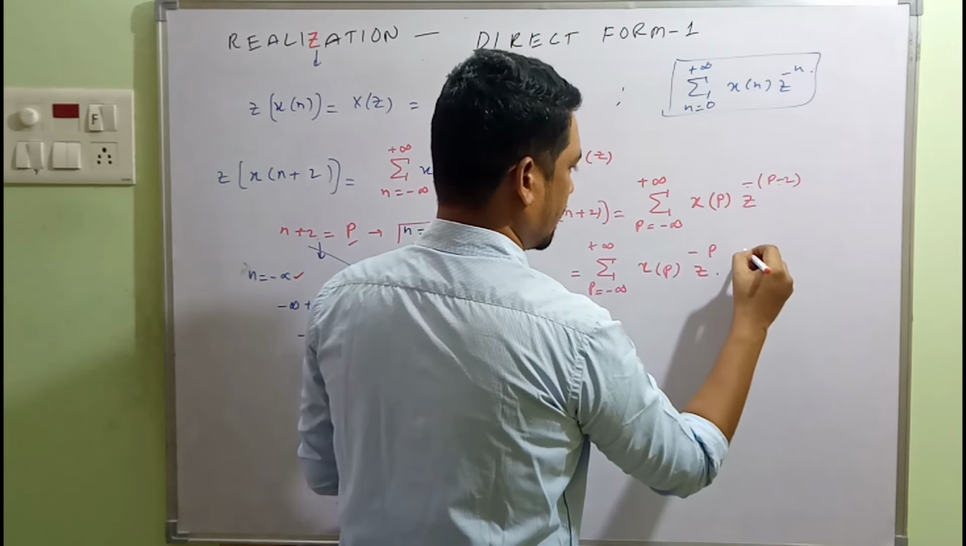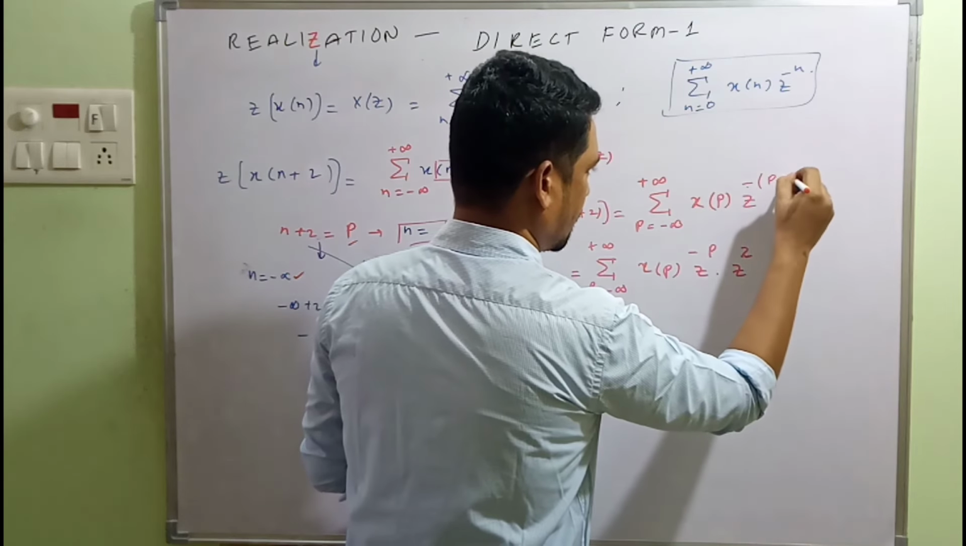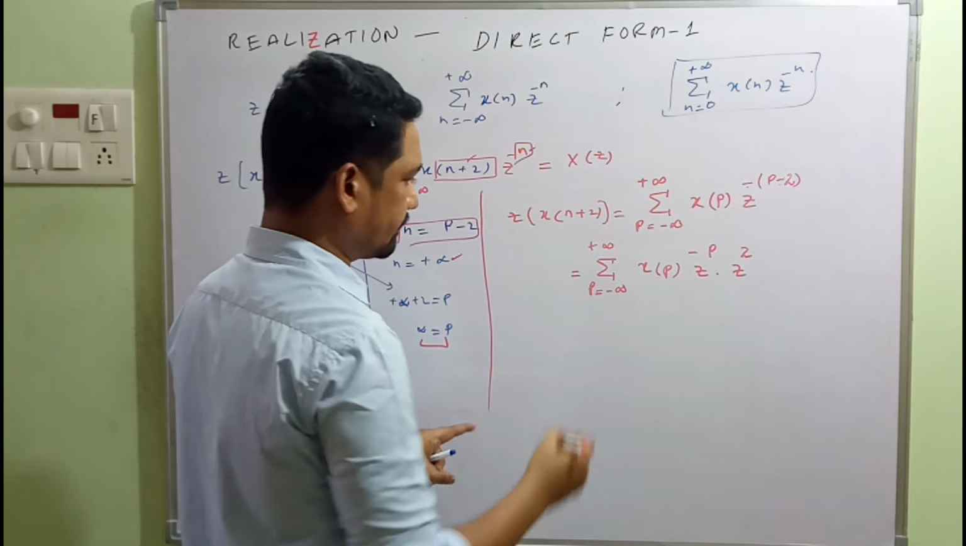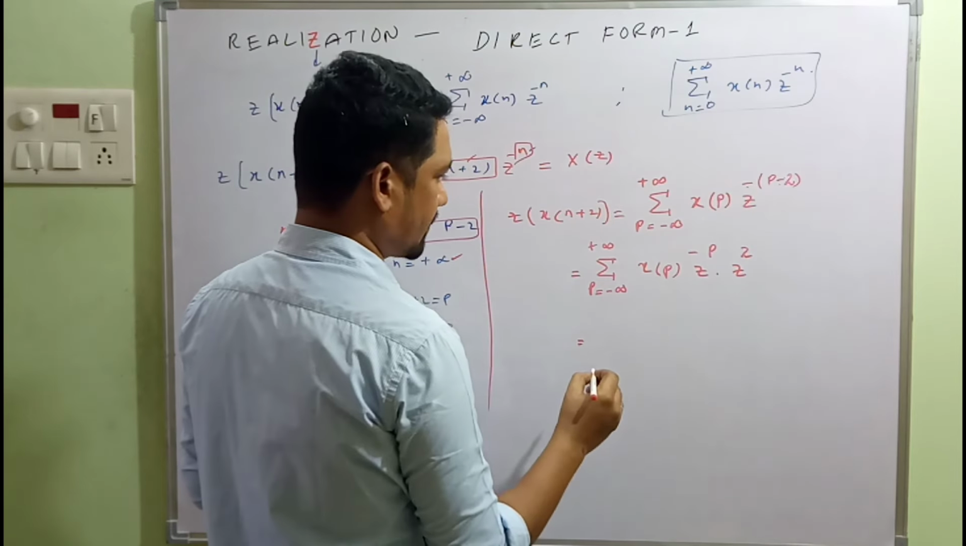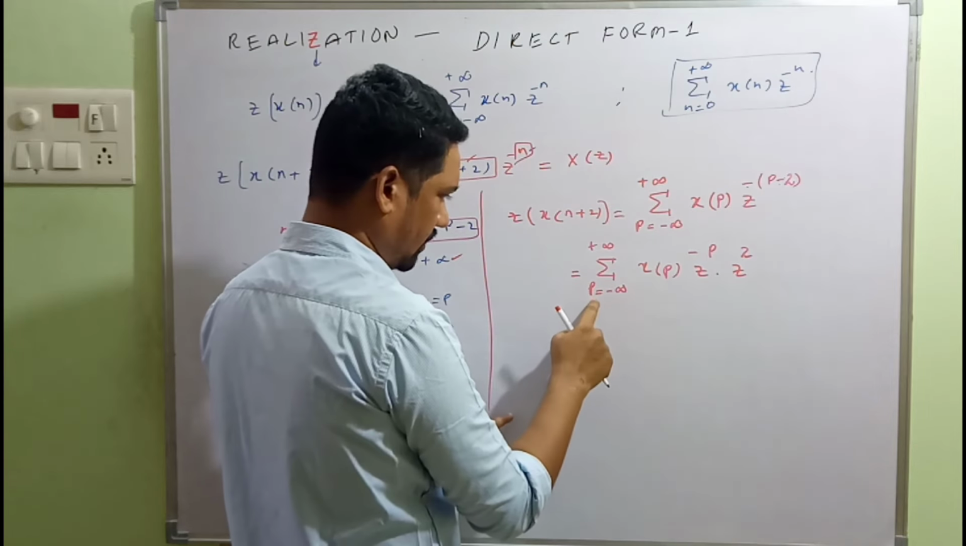Okay, plus 2. It's 2, it's not z. Okay, it was similar to, it's a 2. So this is the case. And if this is, guys, summation in the expression, summation is for p.